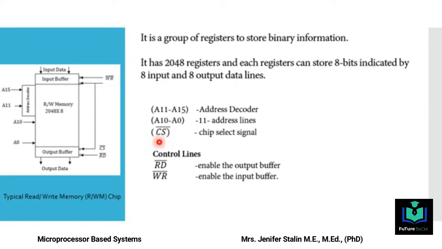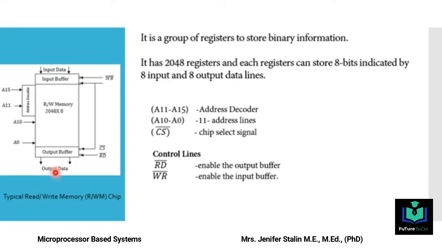Now you have the chip select signal and also two control lines, read bar as well as write bar. The bar signal is used to indicate the lower signal, that is logic 0. Read bar is used to enable the output buffer and write bar is used to enable the input buffer.